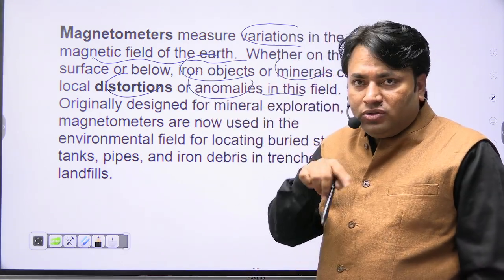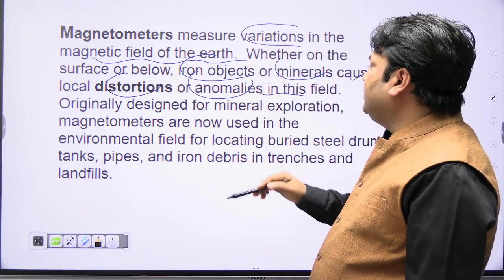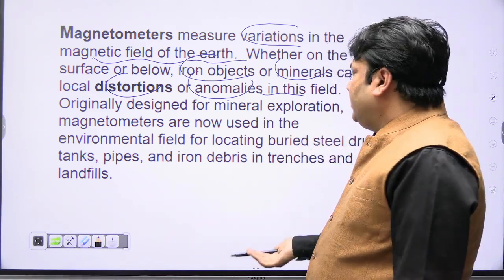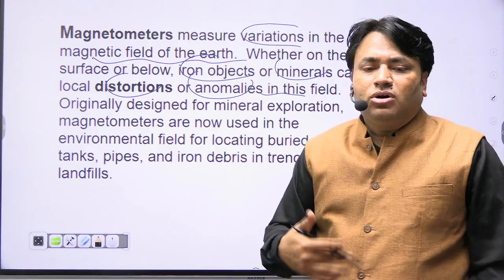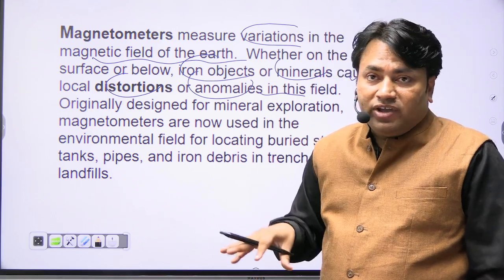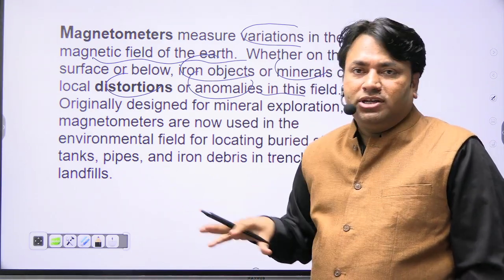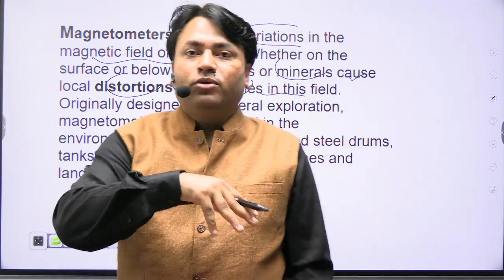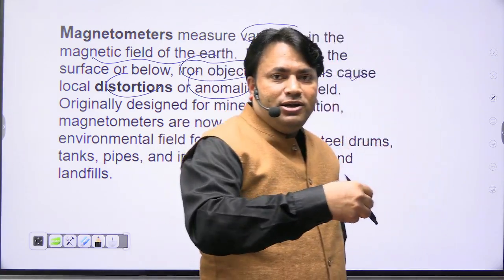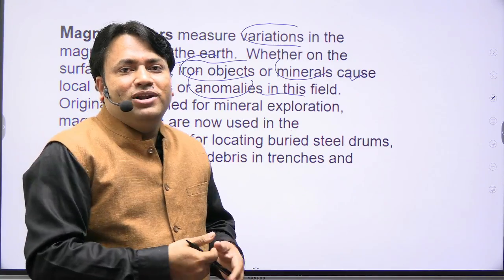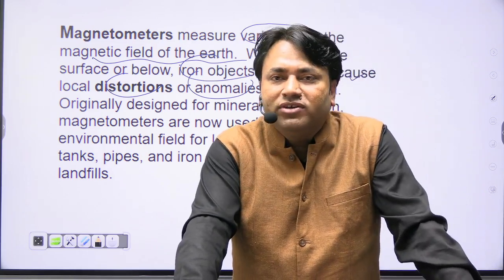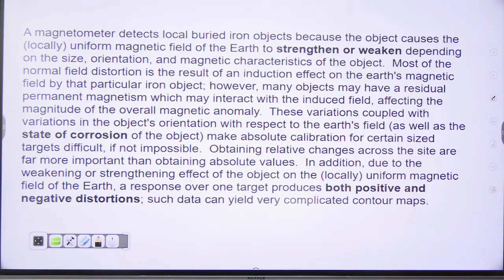Got it? So these distortions can easily be read by these magnetometers, and they can easily locate where those iron debris or iron objects are placed beneath the soil. And in this way, this is called exploration. You can do exploration of the iron objects located beneath the soil, and then you can accurately dig that particular location. So here technology is helpful or not? Obviously here we see that technology is very much helpful, right?